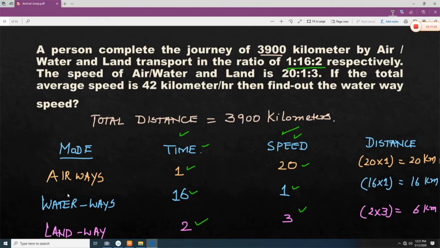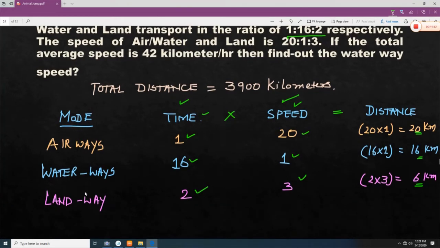So time into speed, we are going to get the distance. So 20 into 1 is 20 kilometers, 16 into 1 is 16 kilometers, and 2 into 3 is 6 kilometers. And the total distance is already given, it is 3,900 kilometers. And we have to find out the waterway distance.